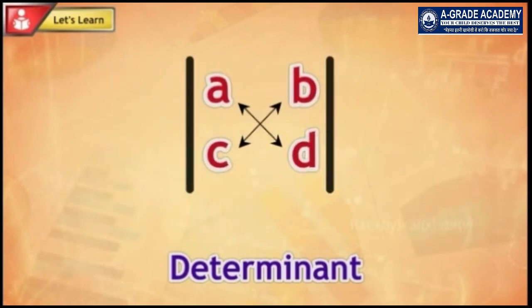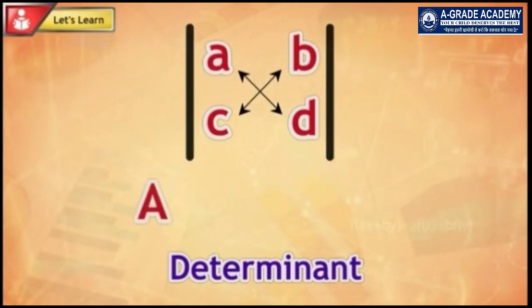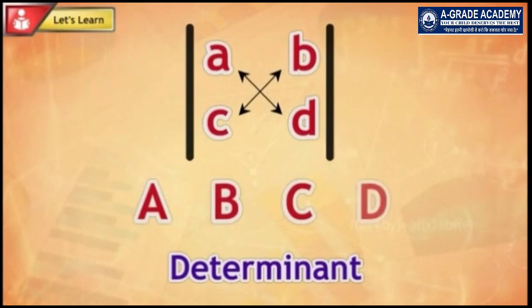Determinants usually are represented with capital letters, such as capital A, capital B, capital C, capital D, and so on.